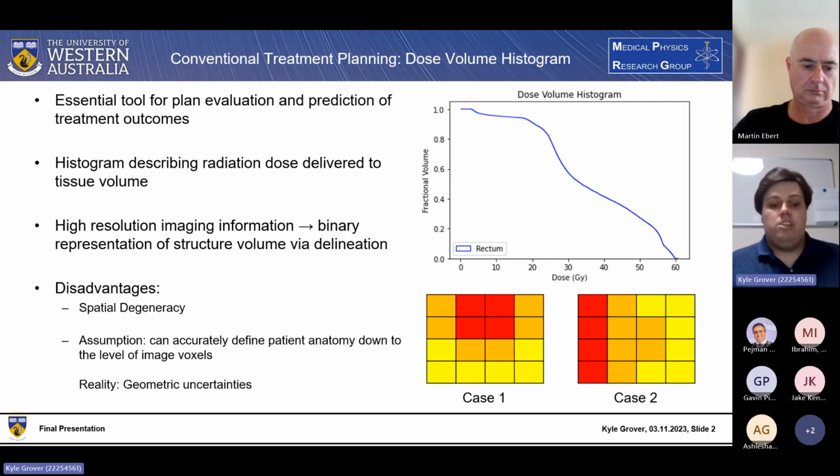Additionally, these definitions rely on the assumption that we're able to accurately define the patient's anatomy down to the level of image voxels. However, in reality, we have a number of geometric uncertainties, including things to do with treatment delivery uncertainties, limits in image specificity, and so on.